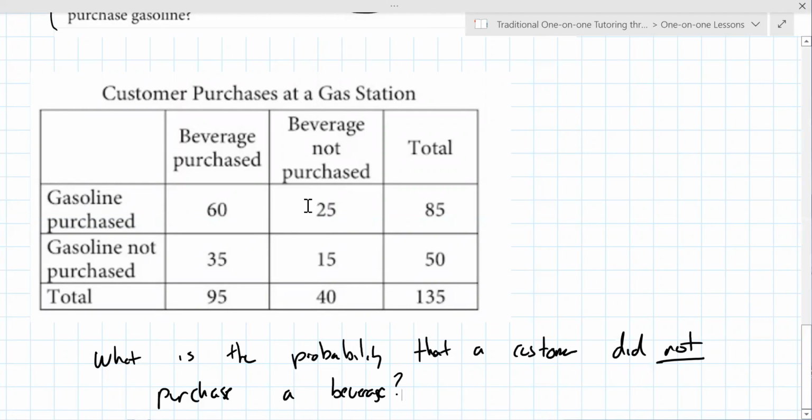Is that the only group of people that did not purchase a beverage? No, 15 too. Okay, so what's the total? 40. 40 out of how many? 40 out of 135. Oh, wait a minute, the total is 130. There's a 40 right there. I'm sorry about that. That's right. Okay, do you think you got this down? Yeah. Okay, let's move on to another question here.